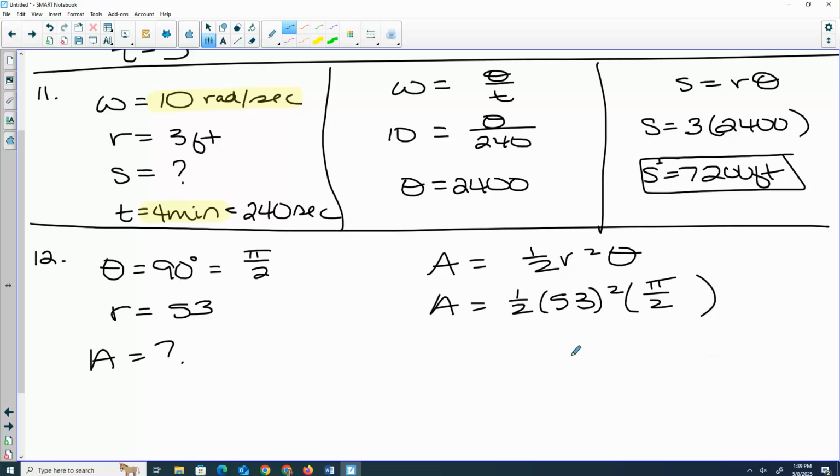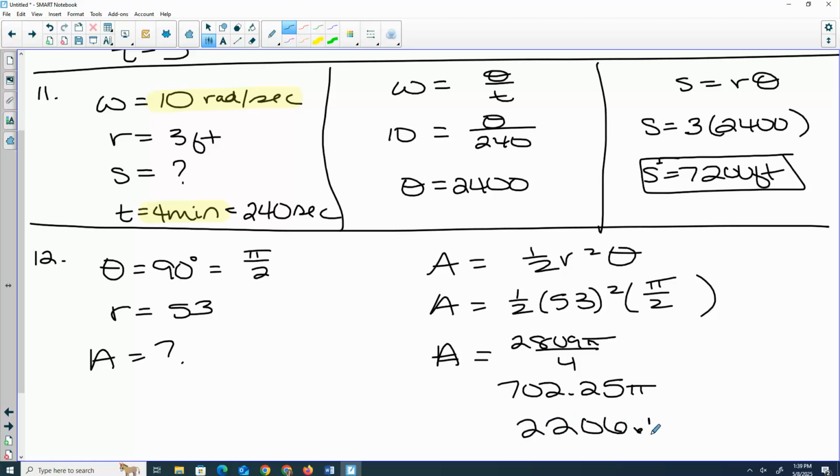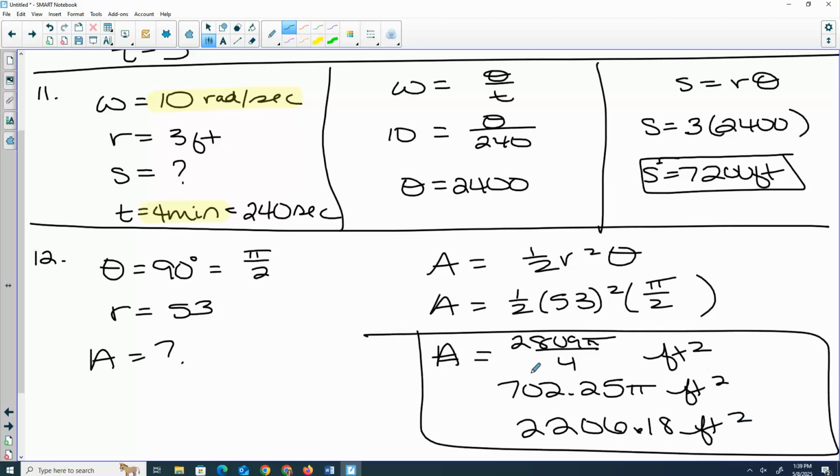Okay, so several different ways you might answer this. If you kept it in fraction form, it's like 2,809 pi over 4. If you did a decimal but not multiply out the pi, 702.25 pi. Or if you did multiply out your pi, 2,206.18. So any of those are fine. Area is always square. So that's square feet. Definitely don't need all three of those answers, but any one of them is sufficient.